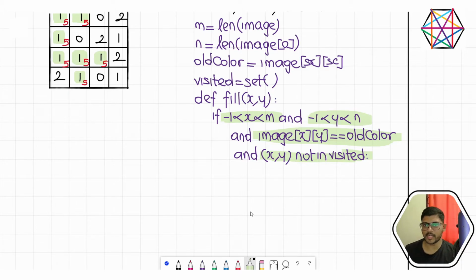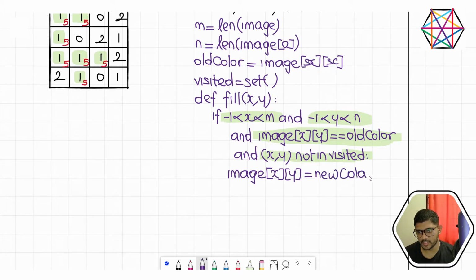So if all these conditions are met, then what are we supposed to do? The first thing that we are supposed to do is to change the color at that particular cell given by x comma y to the new color. So how do we achieve that? Simply overwrite image of x comma y is equal to new color. We simply overwrite the existing color. That is one thing. What is the very next thing that we are supposed to do? Make sure that we are adding this tuple x comma y to this particular visited set. So visited dot add of x comma y.